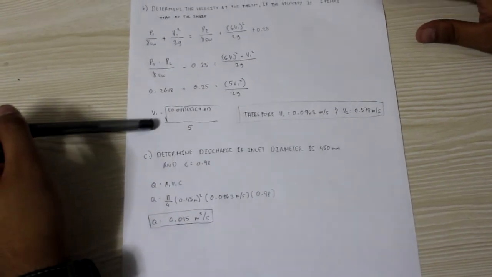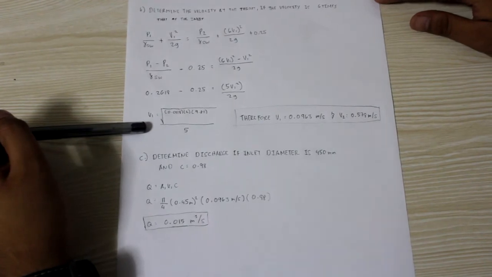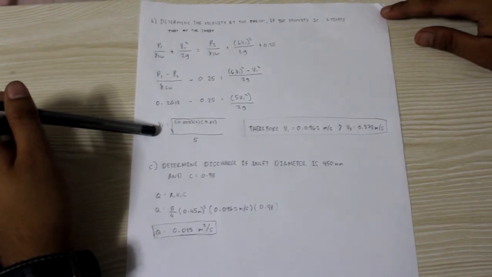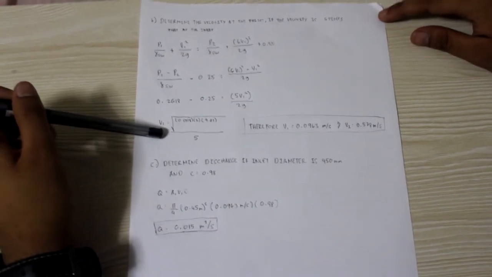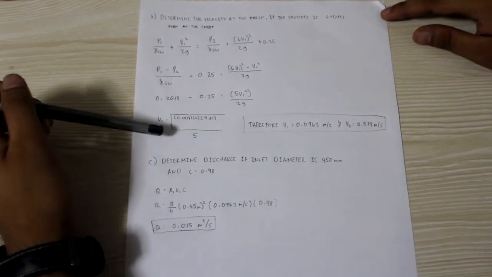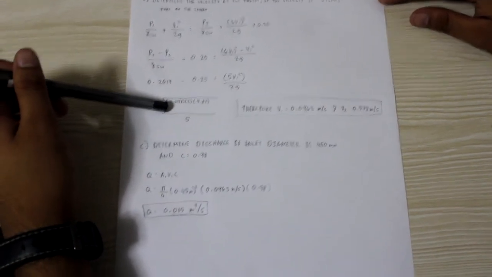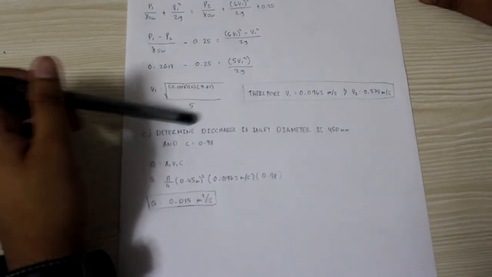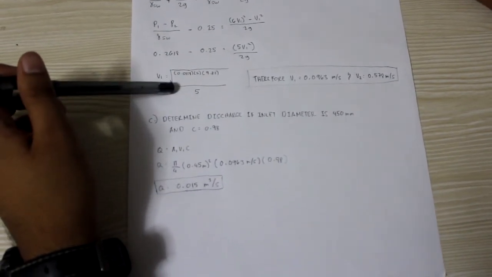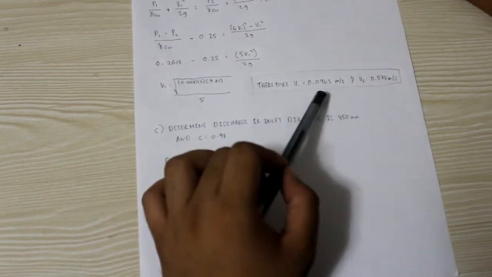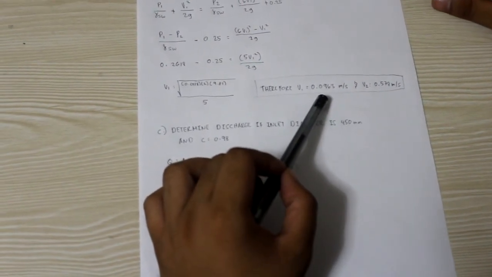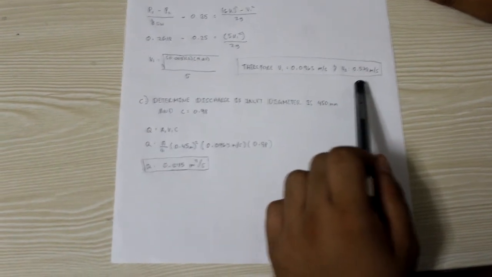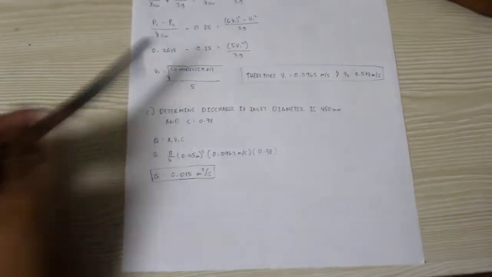Now we are tasked to find the velocity at the throat, so we rearrange the equation by having the V1 isolated, which is equal to the square root of 0.0118 times 2 times 9.81 divided by 5. So solving this equation, we get velocity 1 is equal to 0.0963 meters per second and velocity 2, which is 0.578 meters per second.